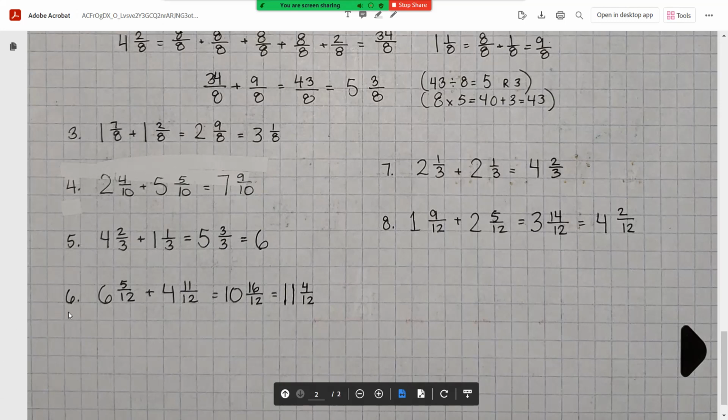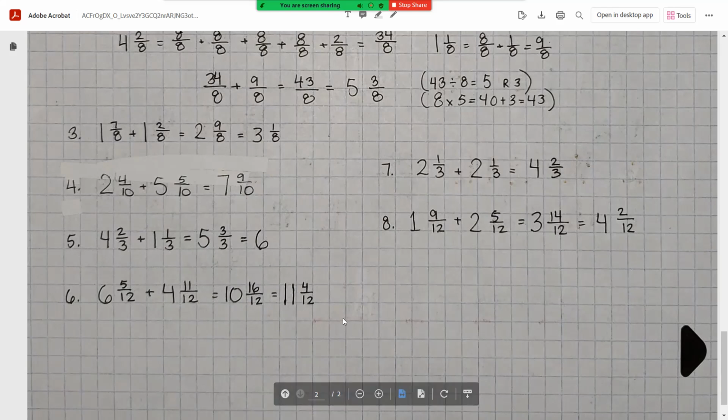For number 6, we had 6 and 5/12 plus 4 and 11/12. I added my whole number parts first. 6 plus 4 is 10. Added my fraction parts. 5 plus 11 is 16/12. I rewrote this because remember 16/12 we talked about already previously, the same thing as saying 1 and 4/12. So 10 plus 1 and 4/12 is 11 and 4/12.